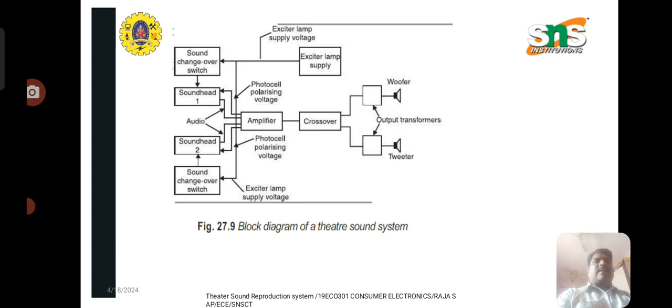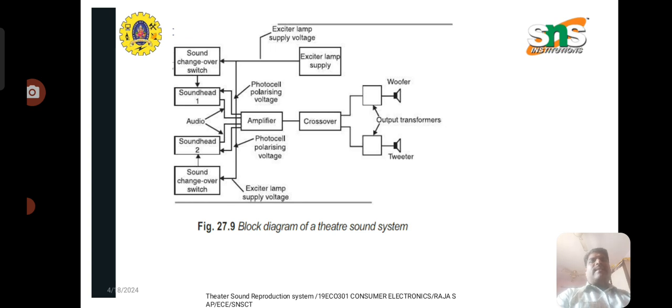Based on the customer view and enjoyment, they can be placed under the seat, on top of the seat, at the back side of the seat, or near the entrance gate side. The purpose of the exciter lamp supply voltage is to provide a proper supply to the exciter lamp. This exciter lamp supply is the projector output, where the projector will telecast the video signal and side by side the amplifier will telecast the audio signal. Both are synchronized, that is, both are time synchronized in the recording process.